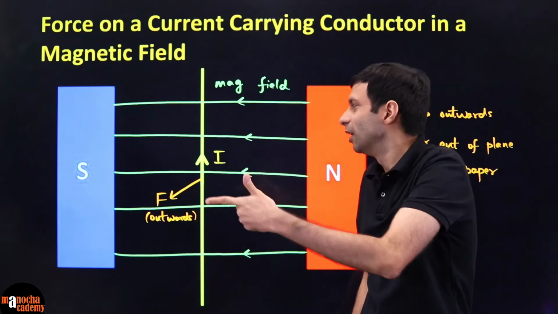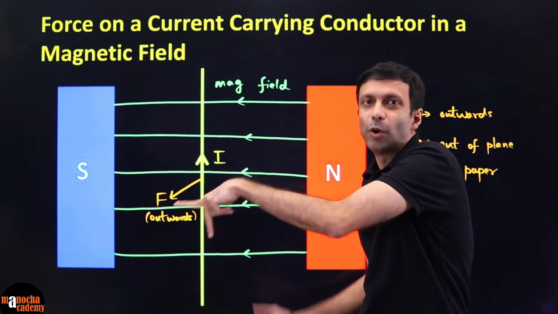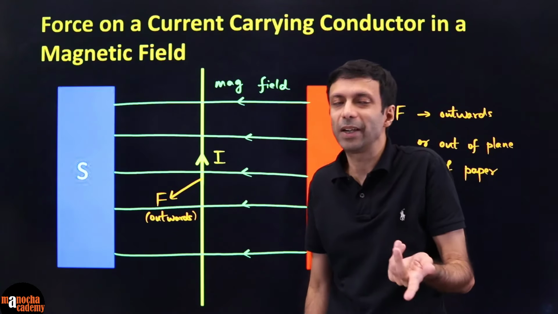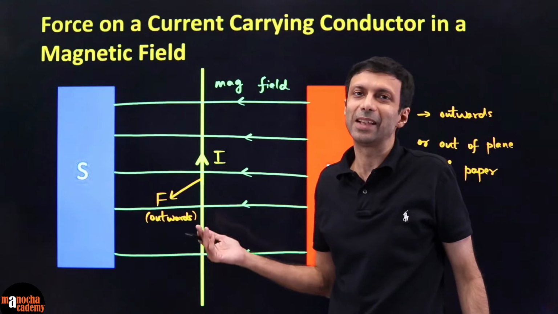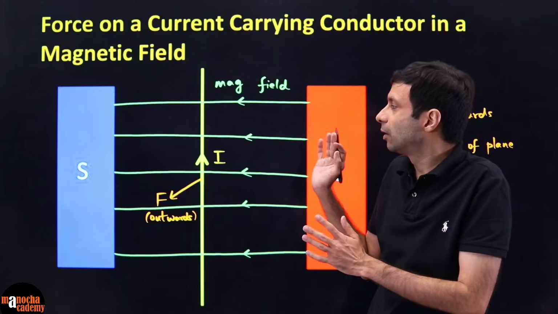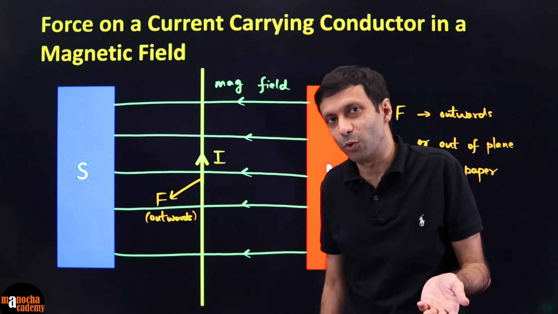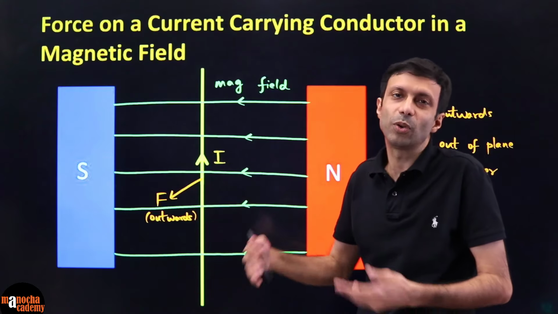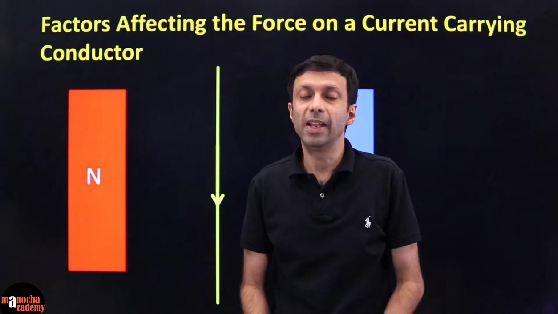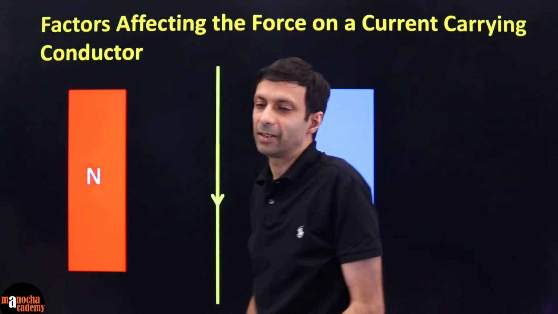And you can check it with Fleming's left hand rule, right? So if I make the current downwards, thumb points inwards now. So this is a very interesting thing that you see, and you can automatically get it using Fleming's left hand rule. So the whole goal of the rule was, given the direction of magnetic field and current, you can predict the direction of force, or given force and current, you can predict the direction of magnetic field or whatever combination. Next, let's talk about what are the factors affecting the force on a current carrying conductor.